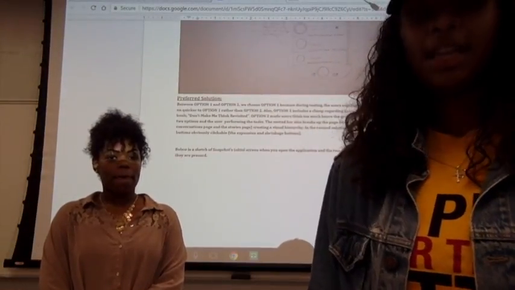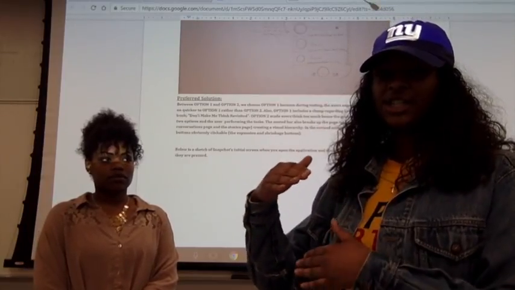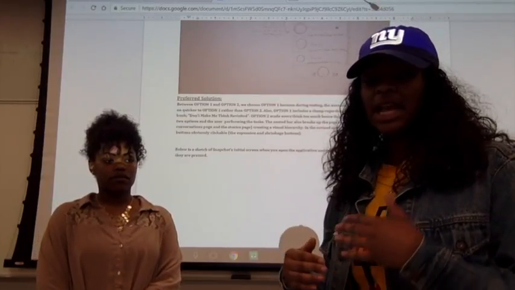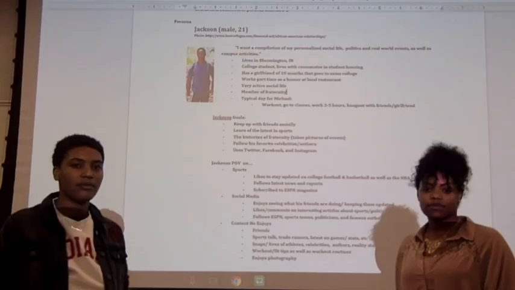Option 1 was the preferred option, simply because it separated the actual stories from the conversations. So a lot of people wanted separation between the stories, just separation between information.